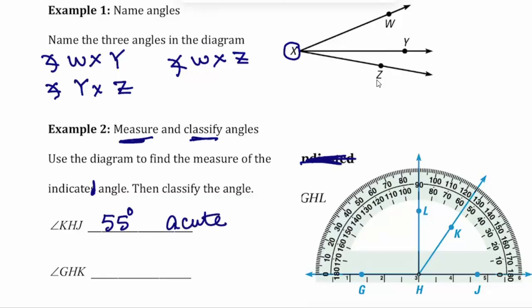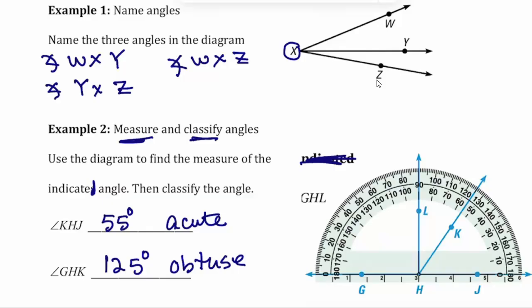Turn on my little light again. Angle GHK. So here's G, H, K. This is opening to the left. Here's where your 0 is out here. GHK goes from 125 to 0. So 125 minus 0 is going to give me 125. So this is 125. 125 is an obtuse angle.